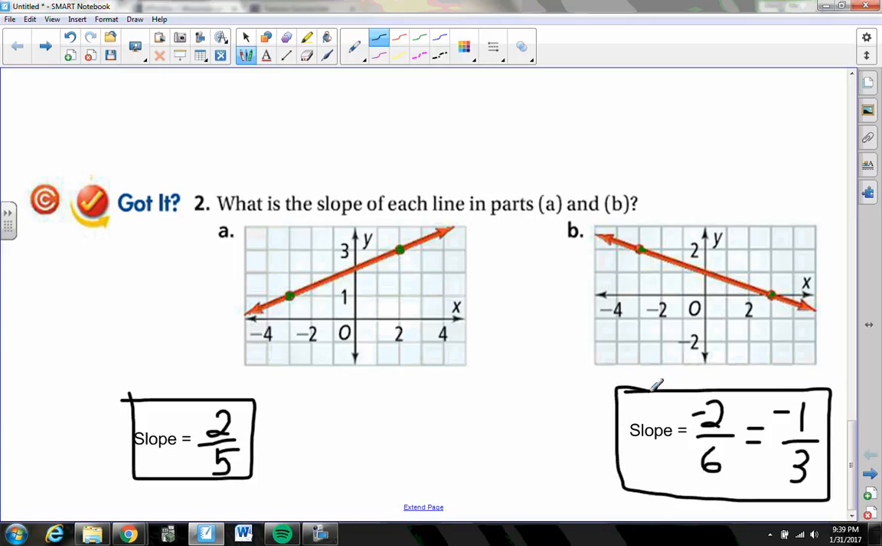If you have questions about finding slope from a graph, finding rate of change from a table of values, please make a note to ask me in class tomorrow.